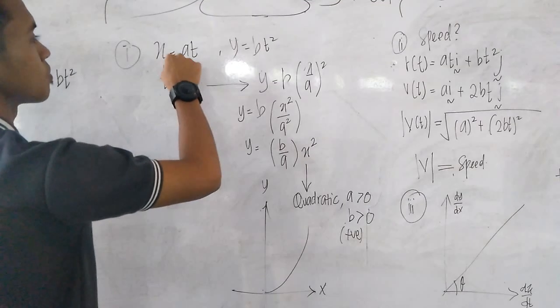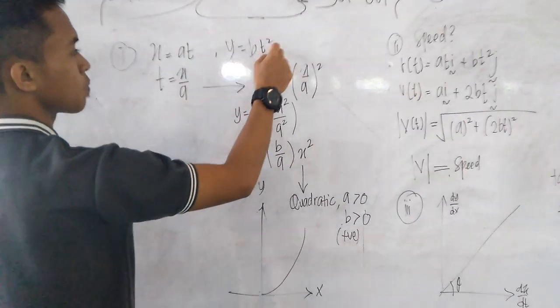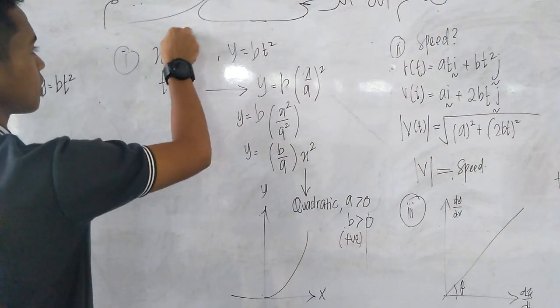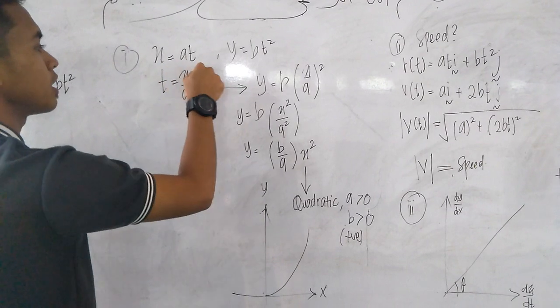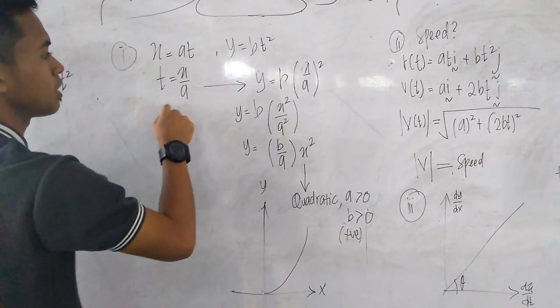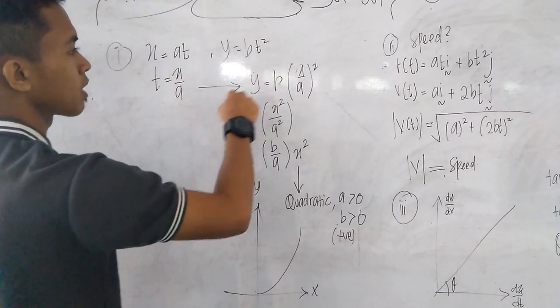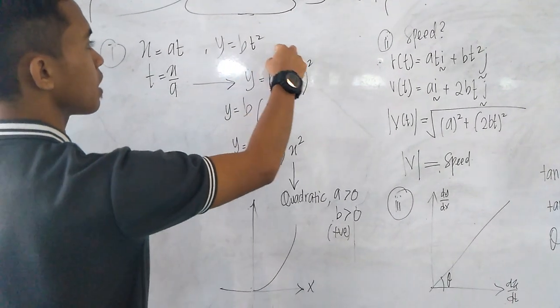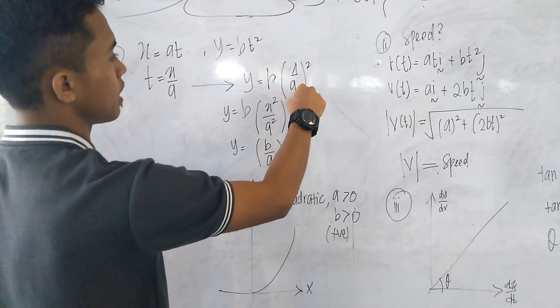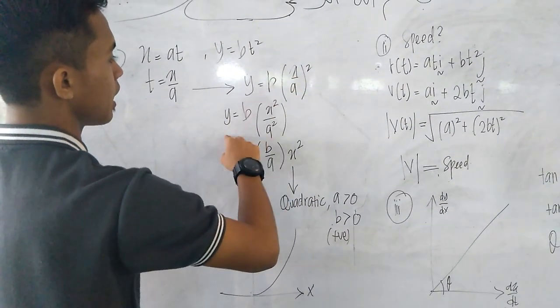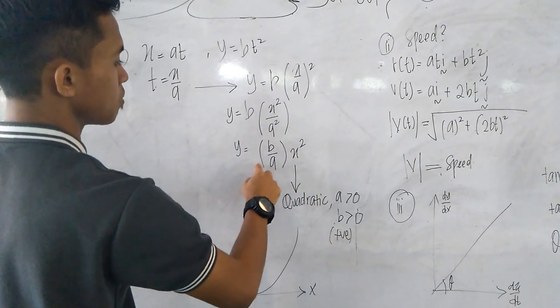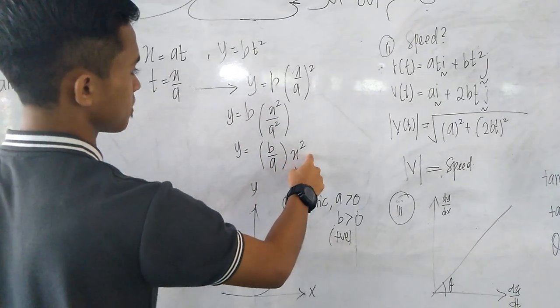We are given x equals at and y equals bt squared. And we rearrange the equation x equals at in terms of t: t equals x over a. We plug it into y equals bt squared, giving t as x over a. We got this equation and we simplify, we get y equals b over a times x squared.